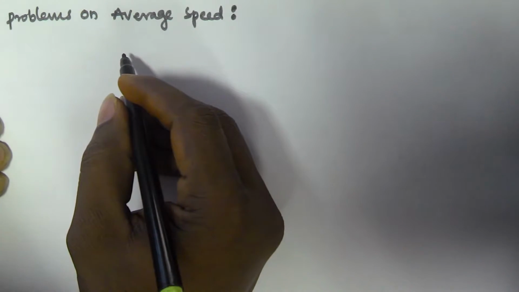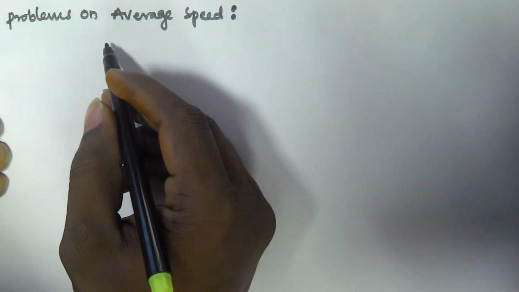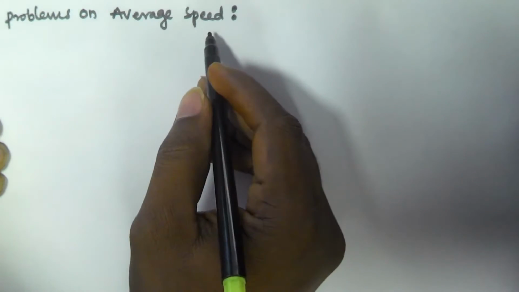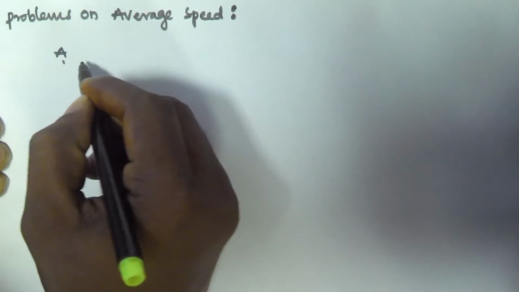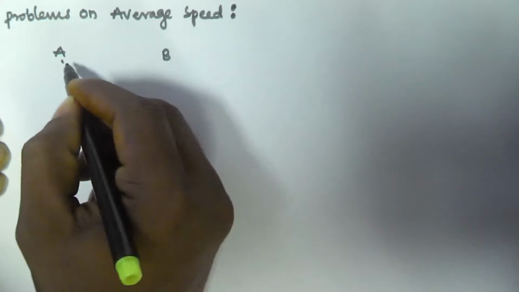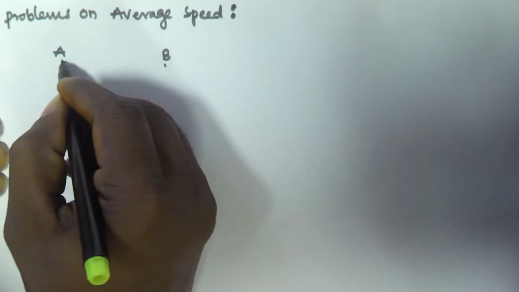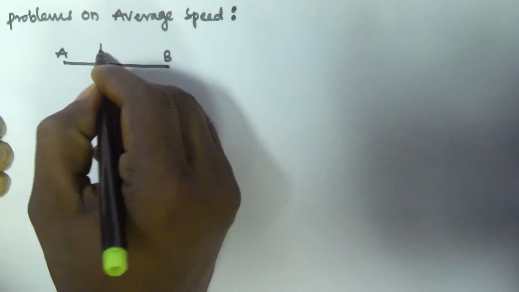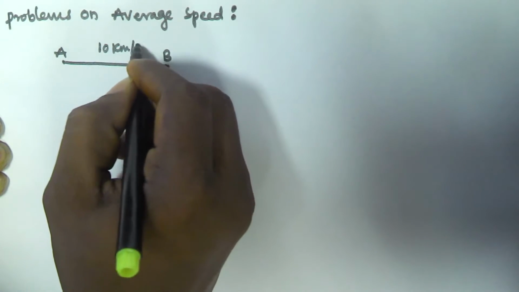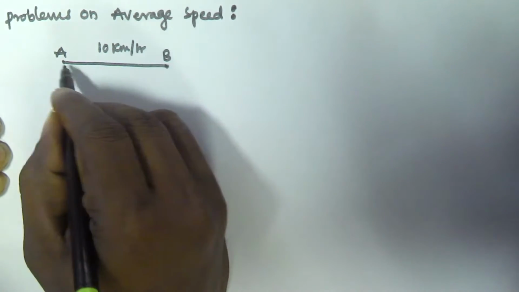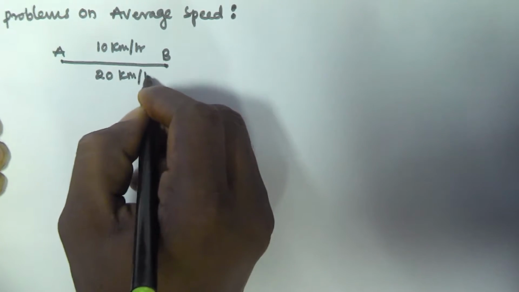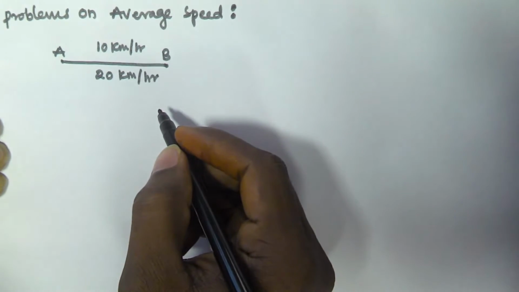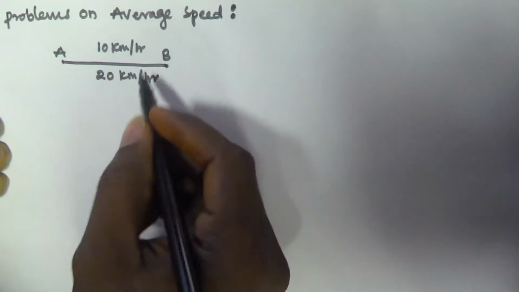Hello friends, in this video we will solve some problems based on average speed calculation. Let us assume a person traveled from point A to point B with a speed of 10 kilometers per hour, and from B to A he traveled at 20 kilometers per hour. So what is his average speed in the overall journey?